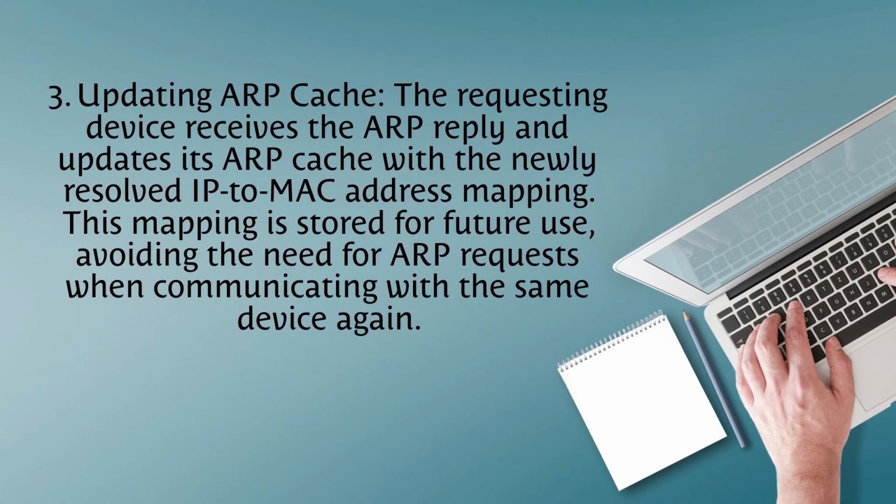3. Updating ARP cache. The requesting device receives the ARP reply and updates its ARP cache with the newly resolved IP to MAC address mapping. This mapping is stored for future use, avoiding the need for ARP requests when communicating with the same device again.